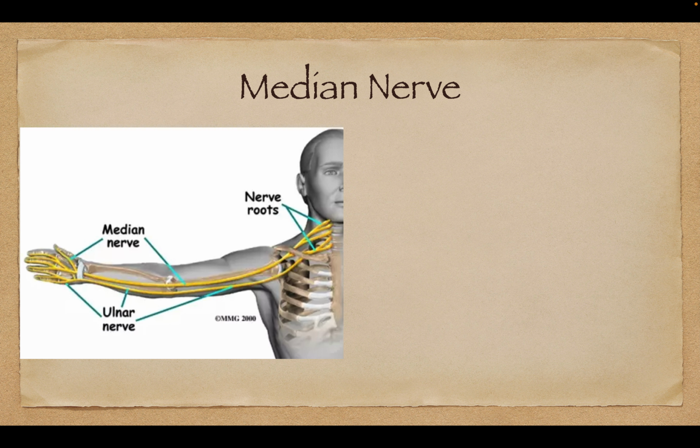Then the median nerve travels down the arm and passes under the transverse carpal ligament, which is this white bridge-looking structure on the wrist in the model. All along the way, this nerve is innervating muscles for motor movement. Once this nerve passes under the ligament, it splits into two branches, the recurrent branch and the common palmar digital branches.